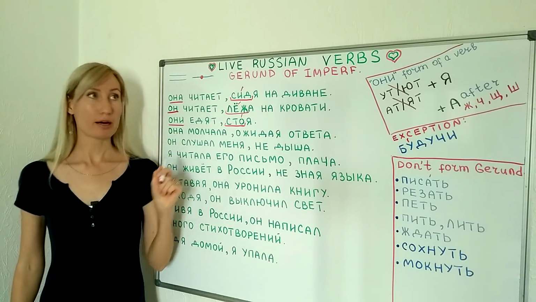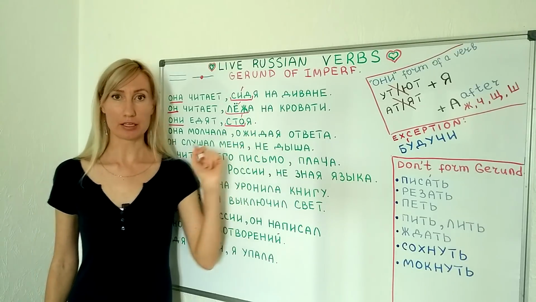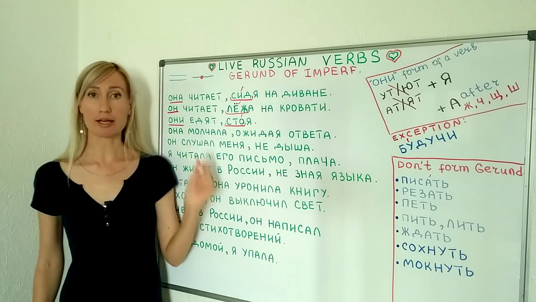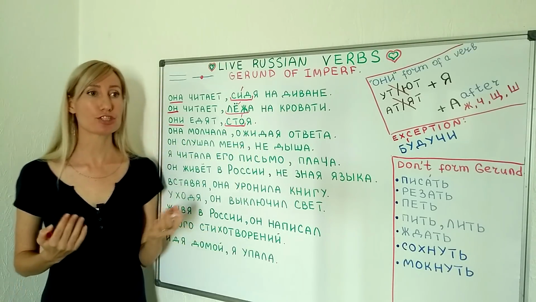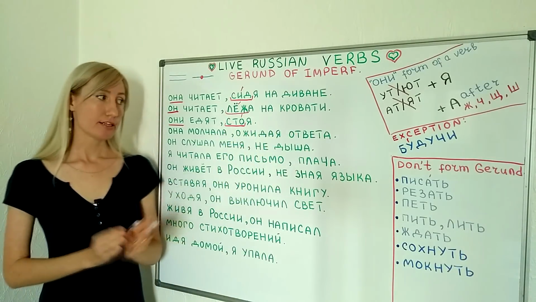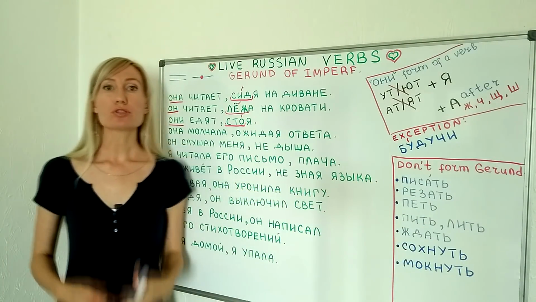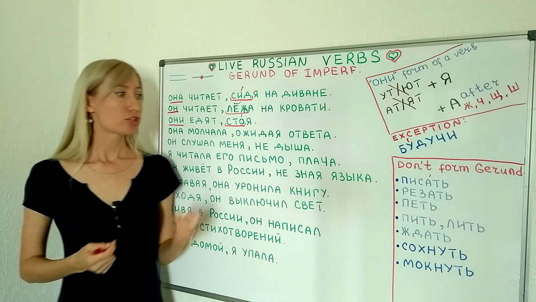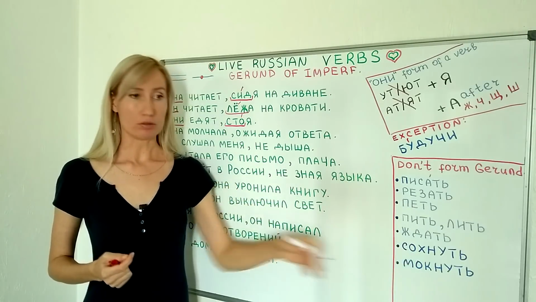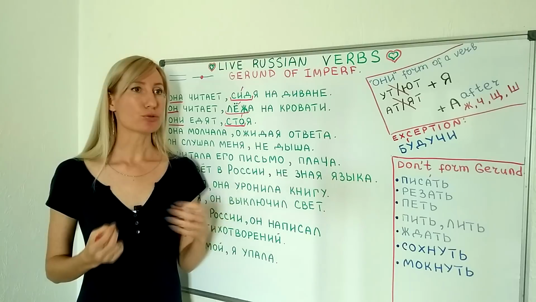Now let's look at the past as I described. Она молчала, ожидая ответа. Она молчала. She kept silent. She was silent. Ожидая ответа. And here we get to the exceptions. Some verbs don't form gerund. So with these verbs, you can't form a gerund due to some reasons.